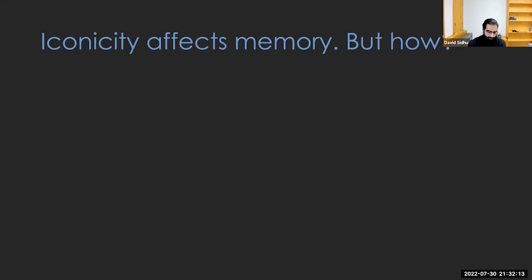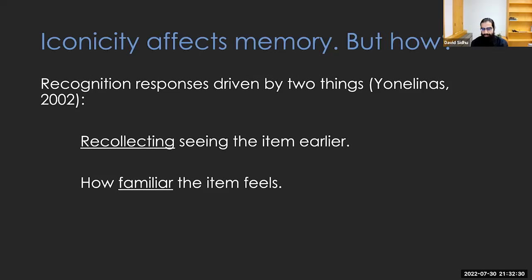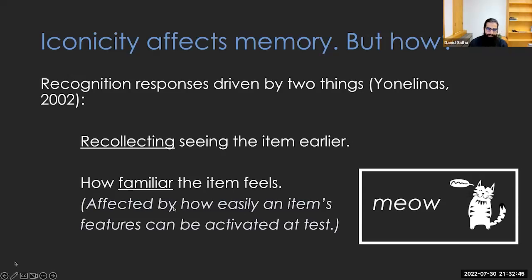So our plan of using levels of processing didn't really pan out. That didn't really give us much insight. But our next idea was that maybe these iconic words aren't necessarily being remembered differently, but they just might feel more familiar at test. This comes out of the idea that responses on a recognition task are driven by two things. One, genuine recollection, so actually remembering seeing the item earlier. And two, just how familiar an item feels. These are two separate processes. And importantly, this feeling of familiarity is affected by how easily an item's features can be activated at test. And so we think this might be where iconicity is playing a role.